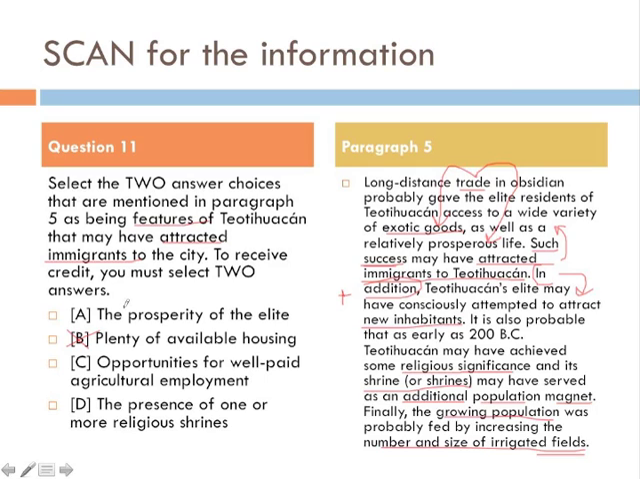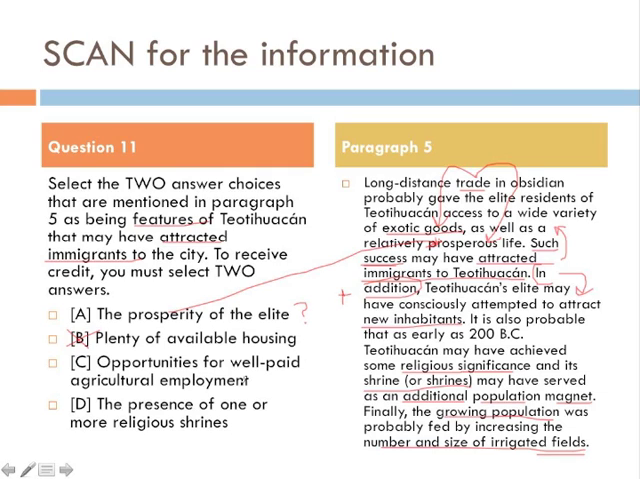Let's go back up to A. Now again, notice that we have to be able to recognize vocabulary. The prosperity of the elite. Well, prosperity is a word family member of the word prosperous. So notice it's not the exact same word, but it is a word that's similar. And we do mention that it's the prosperity of the elite, which in this case is correct based on the paragraph. So in this case, let's keep this one.